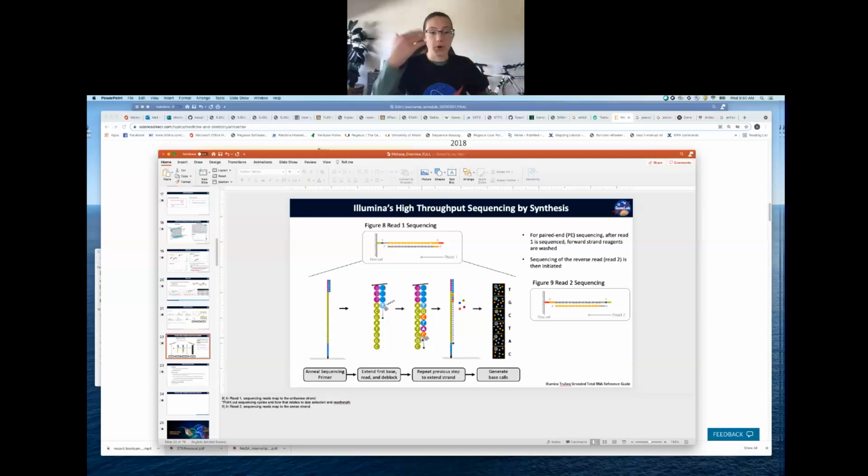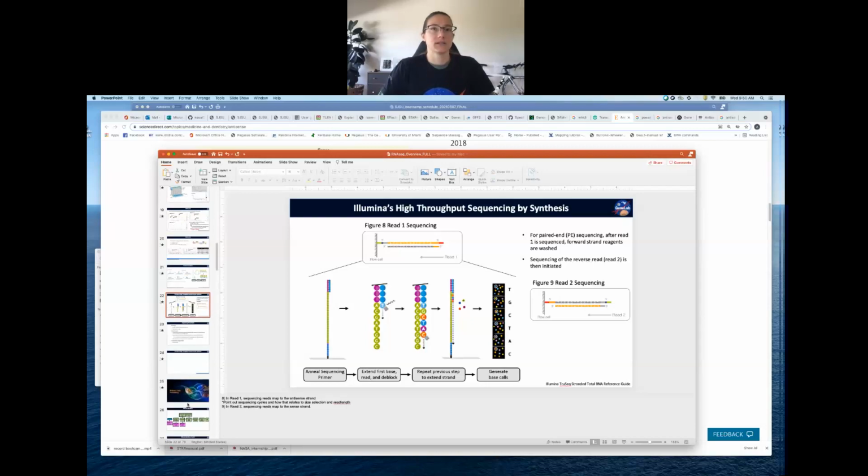So you program the machine. You say, I want 150 base pairs every time. It's like a computer. If you tell it to do something and generate the same number every single time, you're going to get the same number every single time. Make sense?